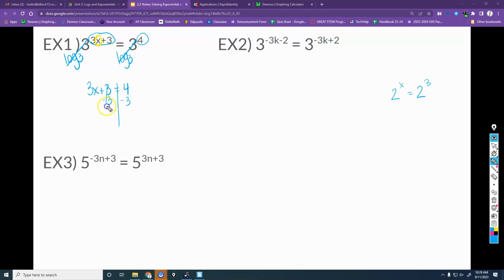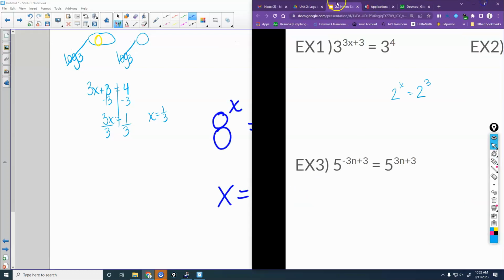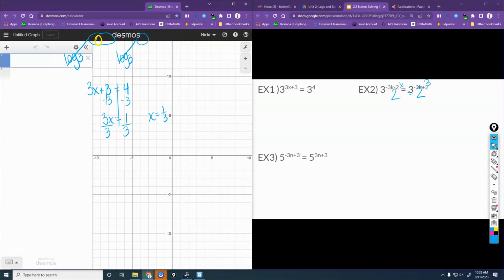Very good. And that'll give me 1, and then what would I have to do? Divide by 3. Wonderful. X equals 1/3. Okay? Now, I want us checking everything on Desmos. So, every single one, because some of these don't work.